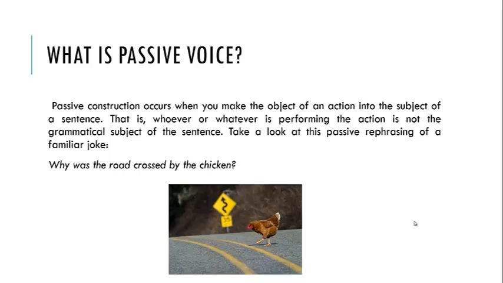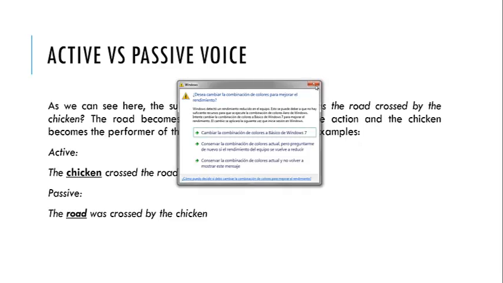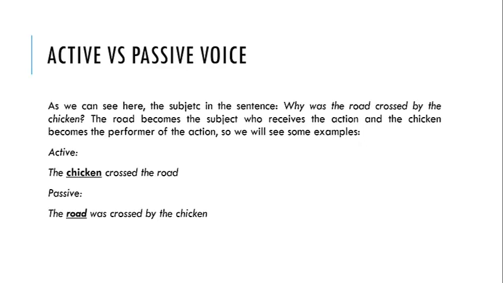So we are going to see it deeply. We have active versus passive voice. As we can see here, in the sentence, why was the road crossed by the chicken? The road becomes the subject who receives the action, and the chicken becomes the performer of the action. So we will see some examples. Here we have the active sentence. The chicken crossed the road. As we can see here, it is saying to us that the chicken performed the action. The chicken decided to cross the road, right?